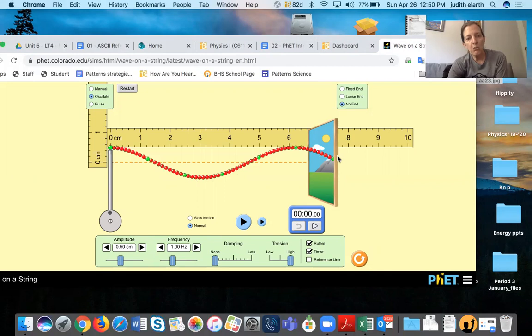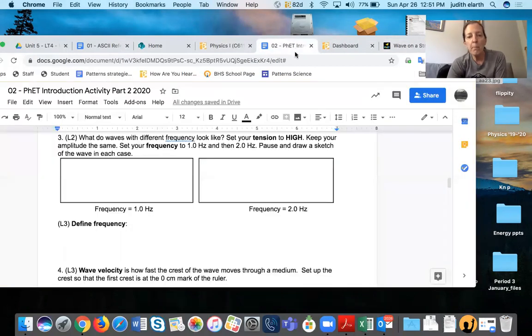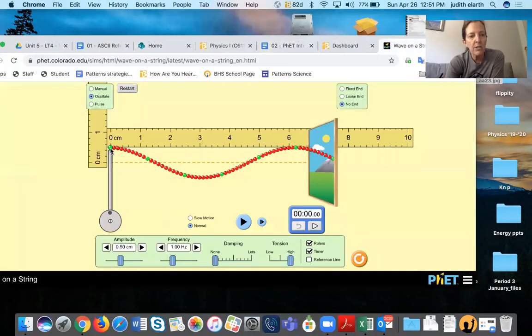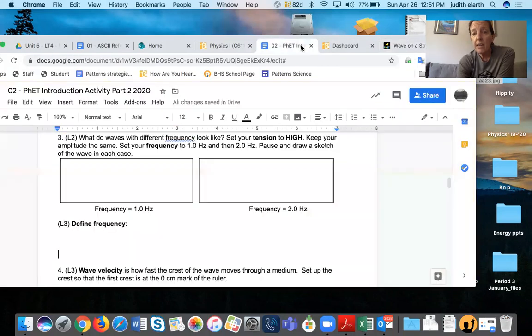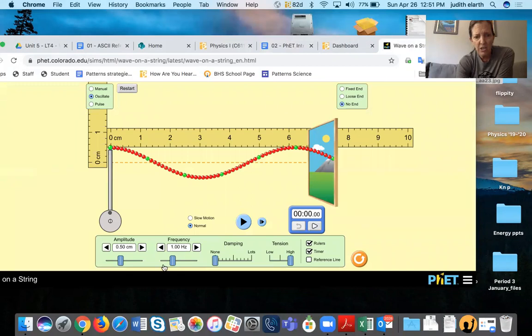So what I would do is on here, I would make this be that ruler. It goes up to 6.2 centimeters. And I would draw at 0 is a crest, at right around 3.1 is a trough, and at 6.2 is my next crest. So then if I take my frequency now and I make it 2 hertz, that's going to change it. So over here, I know.